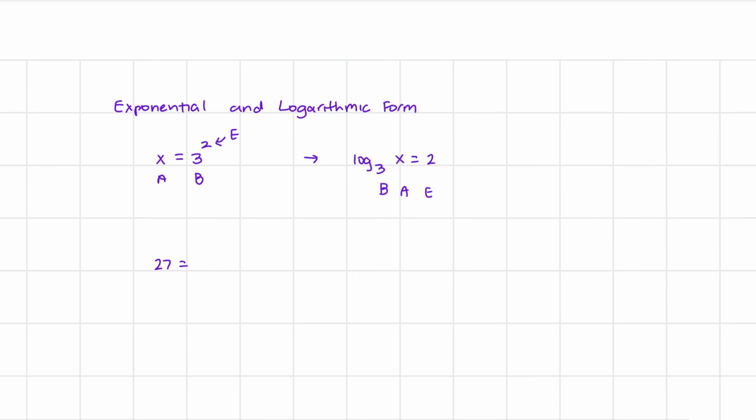Now what if we had 27 is equal to 3 to the power of x? Remember, BAE, but in reverse. So 27 is A, 3 is B, and x is the exponent. So we know this is log base 3 of 27, which is the answer, equals x, which is the exponent.